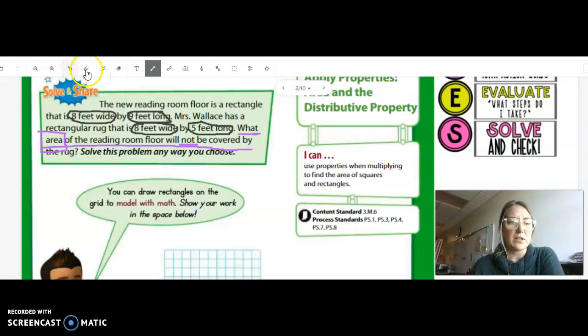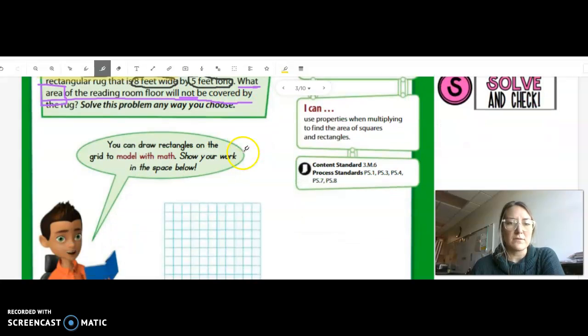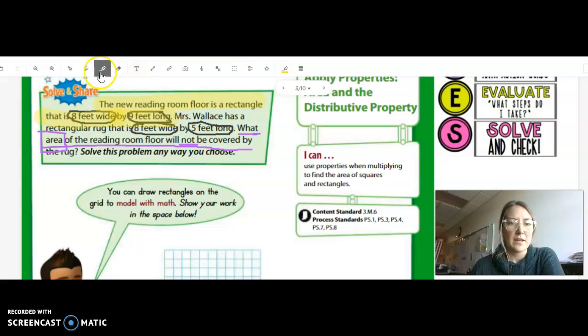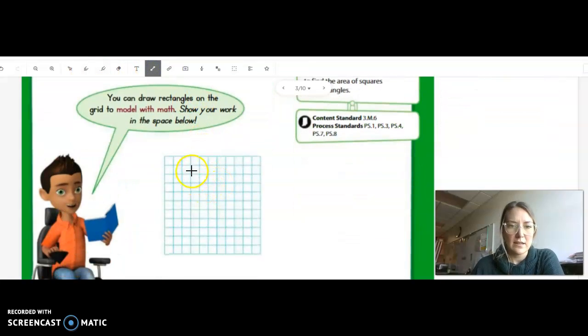So our first part, when we are evaluating, I like to highlight or cross out after I answer each sentence. I'm going to start with this first sentence. The new reading room floor is a rectangle that is 8 feet wide and 9 feet long. So I can draw that. Need to draw a room that is 8 wide.